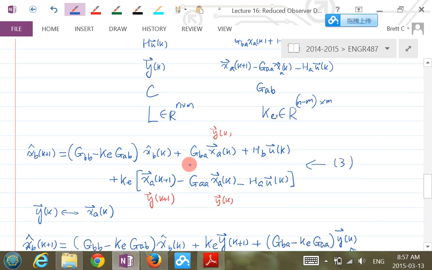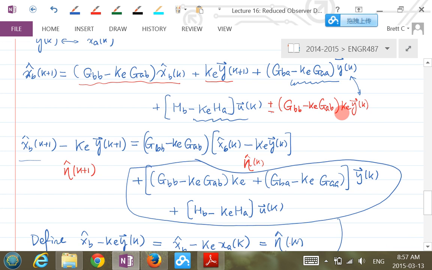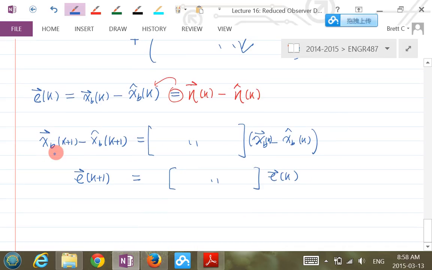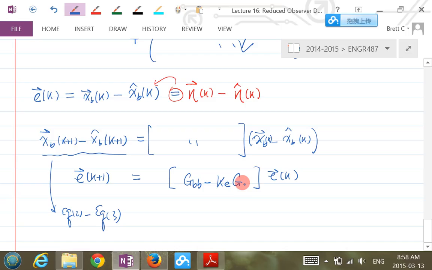Okay, which is this. So I can use equation number 2 minus equation number 3. If you do this, you will be able to get a result like this. And the result turns out to be GBB minus KE and GAB. Okay, that's what the result is going to be.